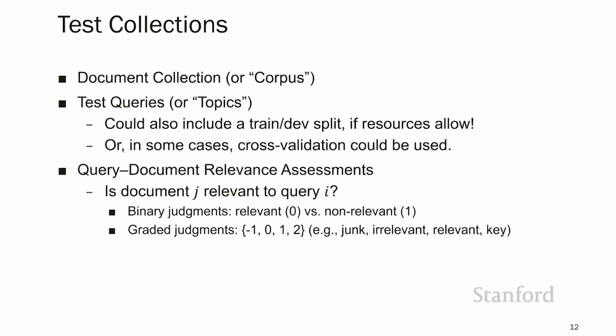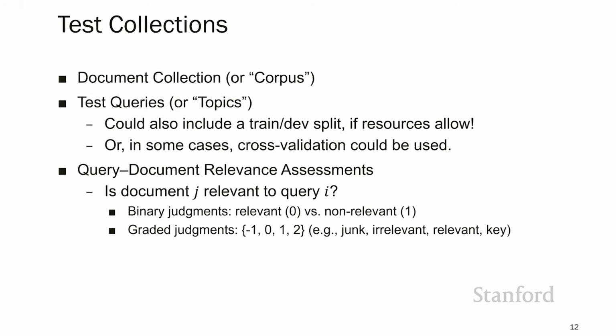Building a test collection entails three things. First, we need to decide on a document collection, our corpus, a set of test queries, and we need to find or get or produce relevance assessments for each query. If resources permit, a collection could also include a train-dev split of queries, but given the high annotation cost, it's actually not uncommon in IR to find or create only a test set.